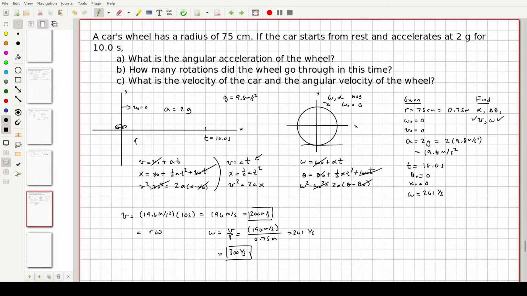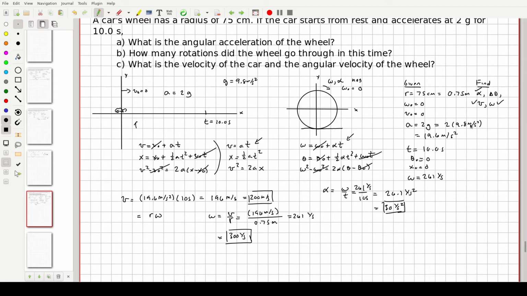And, what do we want to find? Well, we need to find alpha. We need to find delta theta. We can use this to find alpha. If we use that, alpha would be omega over t, because we know omega is 261 radians per second, and the time is 10 seconds. So that ends up being about 26.1 radians per second squared. Or if you round it again, to 1 sig fig, about 30 radians per second squared. So there you go. So that takes care of that.